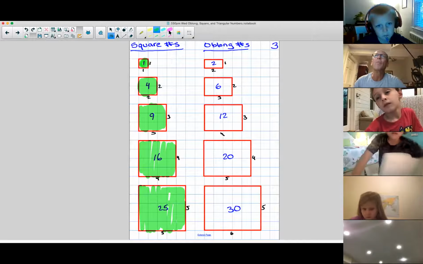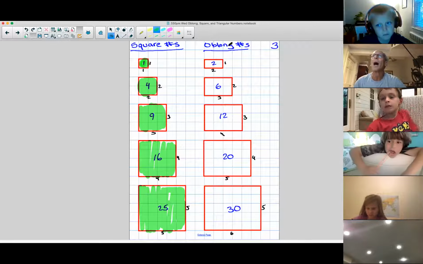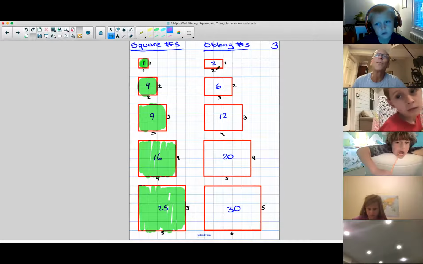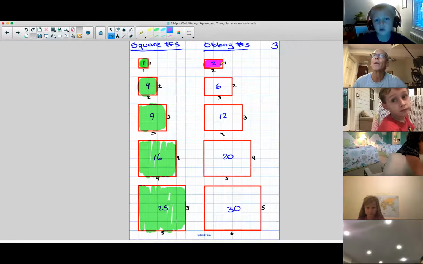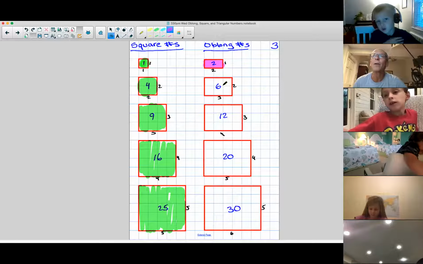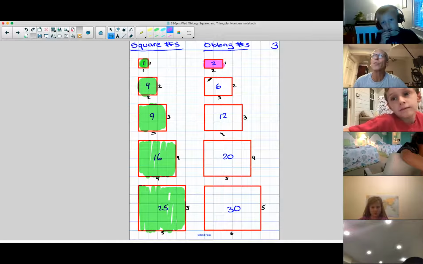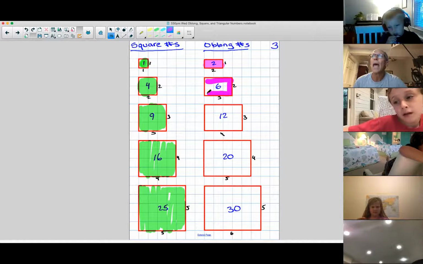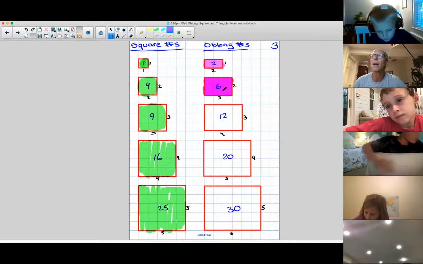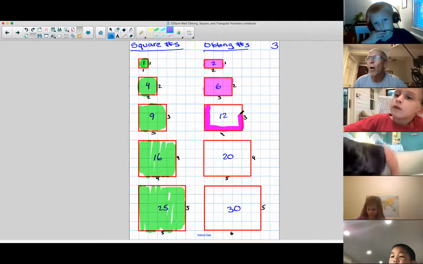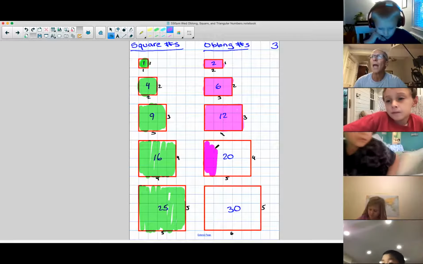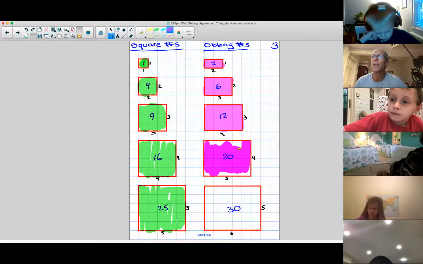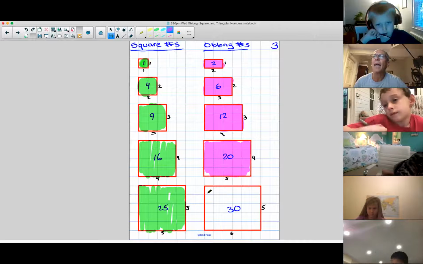But oblong numbers are different. You always have to multiply a number by the next number. So 1 times 2 is? Come on, guys, say it out loud. 2. And 3 times 2 is? 6. And 4 times 3 is? 12. And 4 times 5 is? 20. And 5 times 6 is? 30. And that is correct.